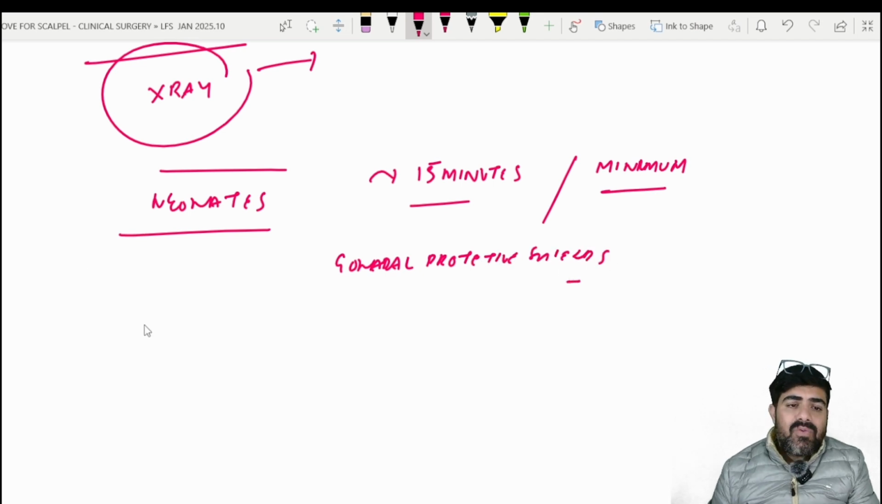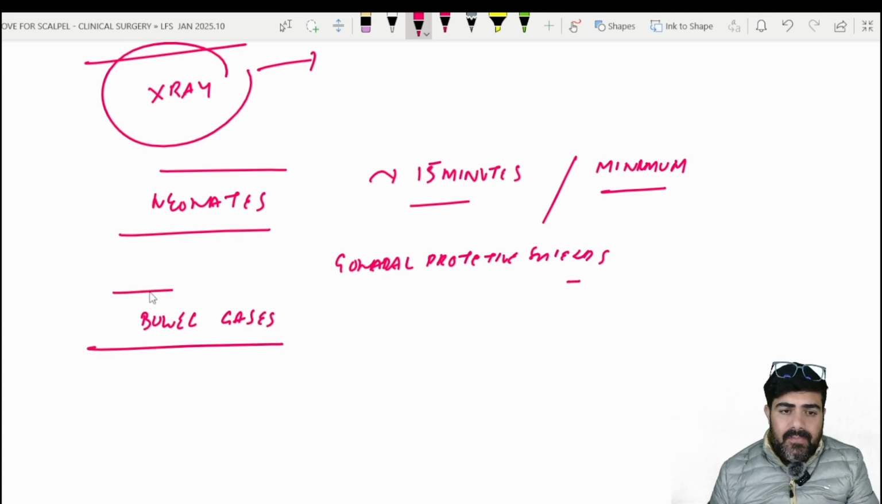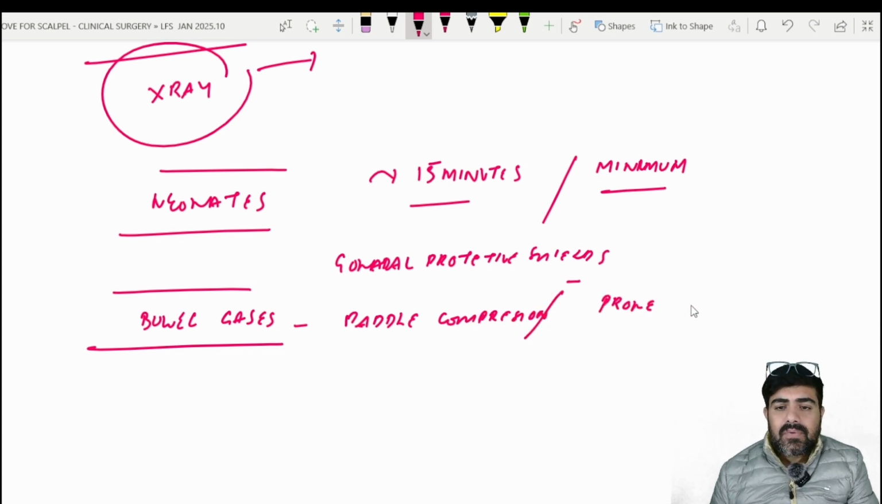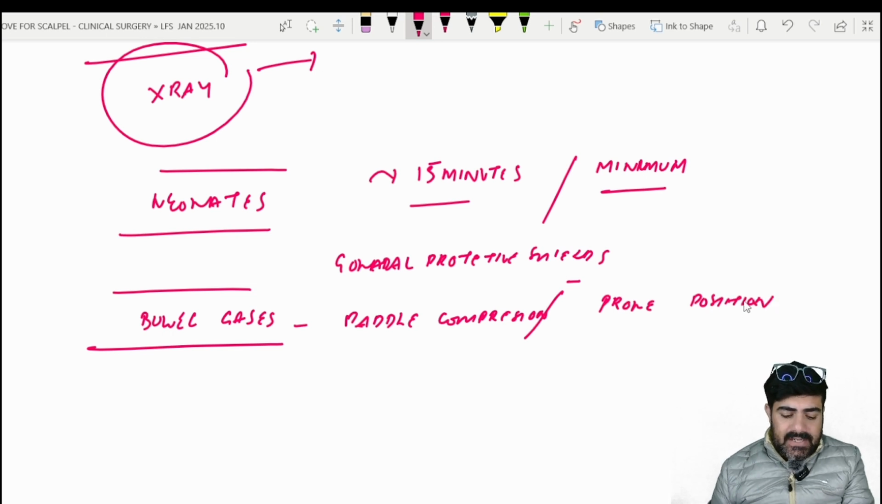Then how do we negate the bowel gases here? We do paddle compression, or prone position. Okay, so after neonates, then adults.